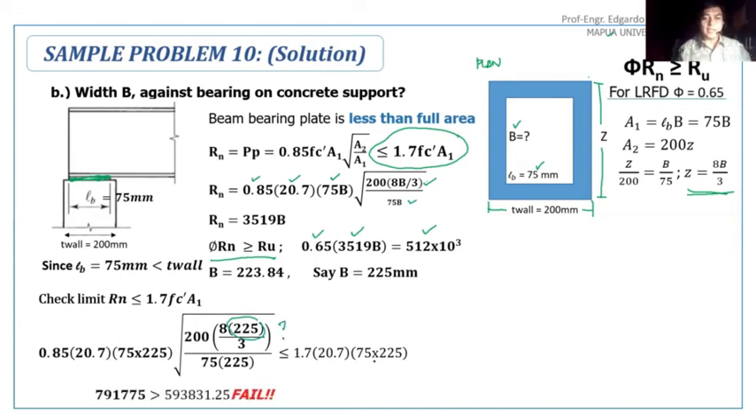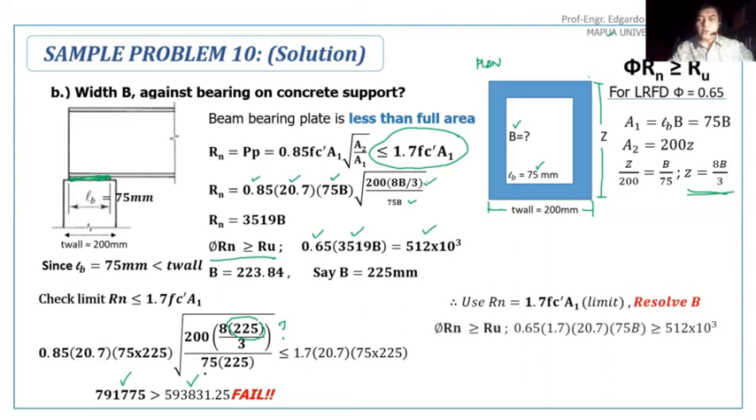The result is that it does not comply. 791,000 is greater than 593,000. So it does not comply with the limit, therefore it fails. What does that mean? We will change the formula we used for Rn. Instead, we will replace the value of Rn with the limit, which is 1.7 FC prime A1. So that's what we will use. Then we have to resolve for another value of B.